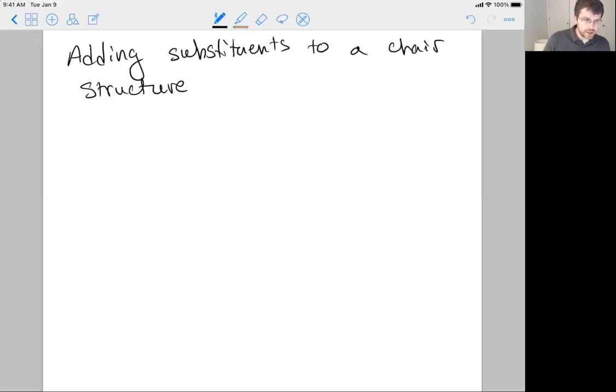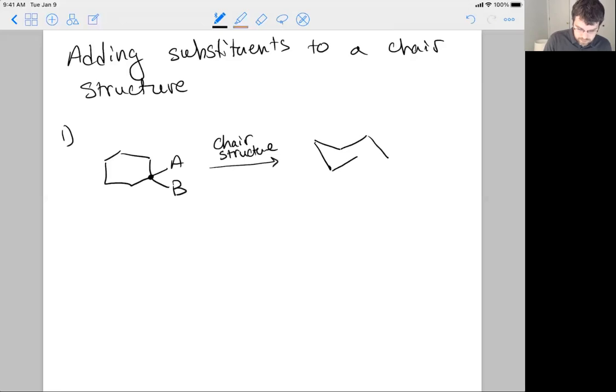What I want to do is first draw, and what I'll do for a while is draw the flat hexagon. And I'll just pick maybe this carbon to add groups A and B. Okay, and maybe I'll even put a dot there. All right, so what I can do is convert this into a chair structure. And I will pick this version of the chair structure. It's the one that we've been drawing.